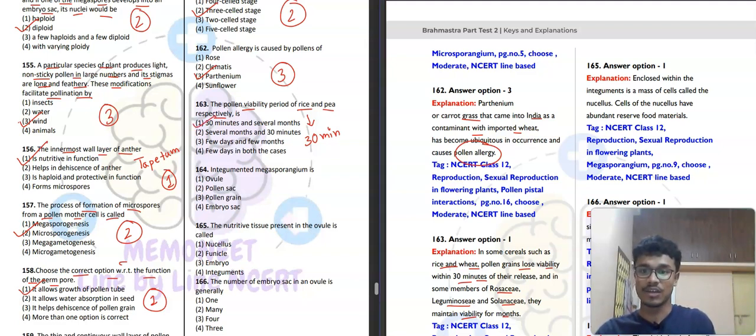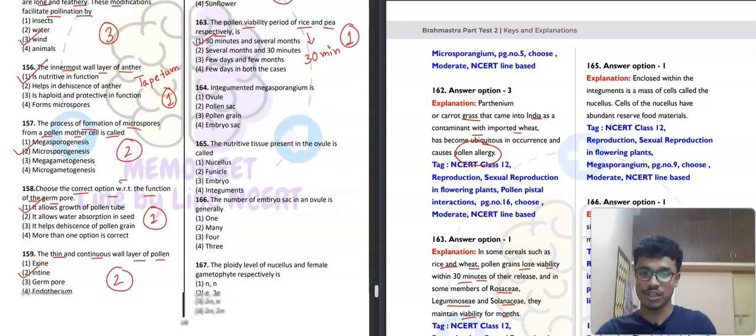For rice it will be 30 minutes and for pea it will be several months, because pea is a member of the Leguminosae family. The first option will be our correct answer for this question. Now moving towards the next question, 164.